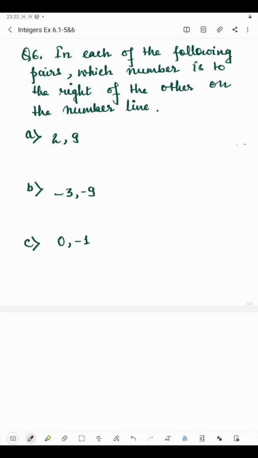Now question number 6 says, in each of the following pairs, which number is to the right of the other on the number line? Now if you see the number line, here is 0, and the right side of 0 is all positive numbers. So 1, 2, 3, 4, 5 and so on. And the left hand side of 0 is all negative. So -1, -2, -3, -4 and so on.